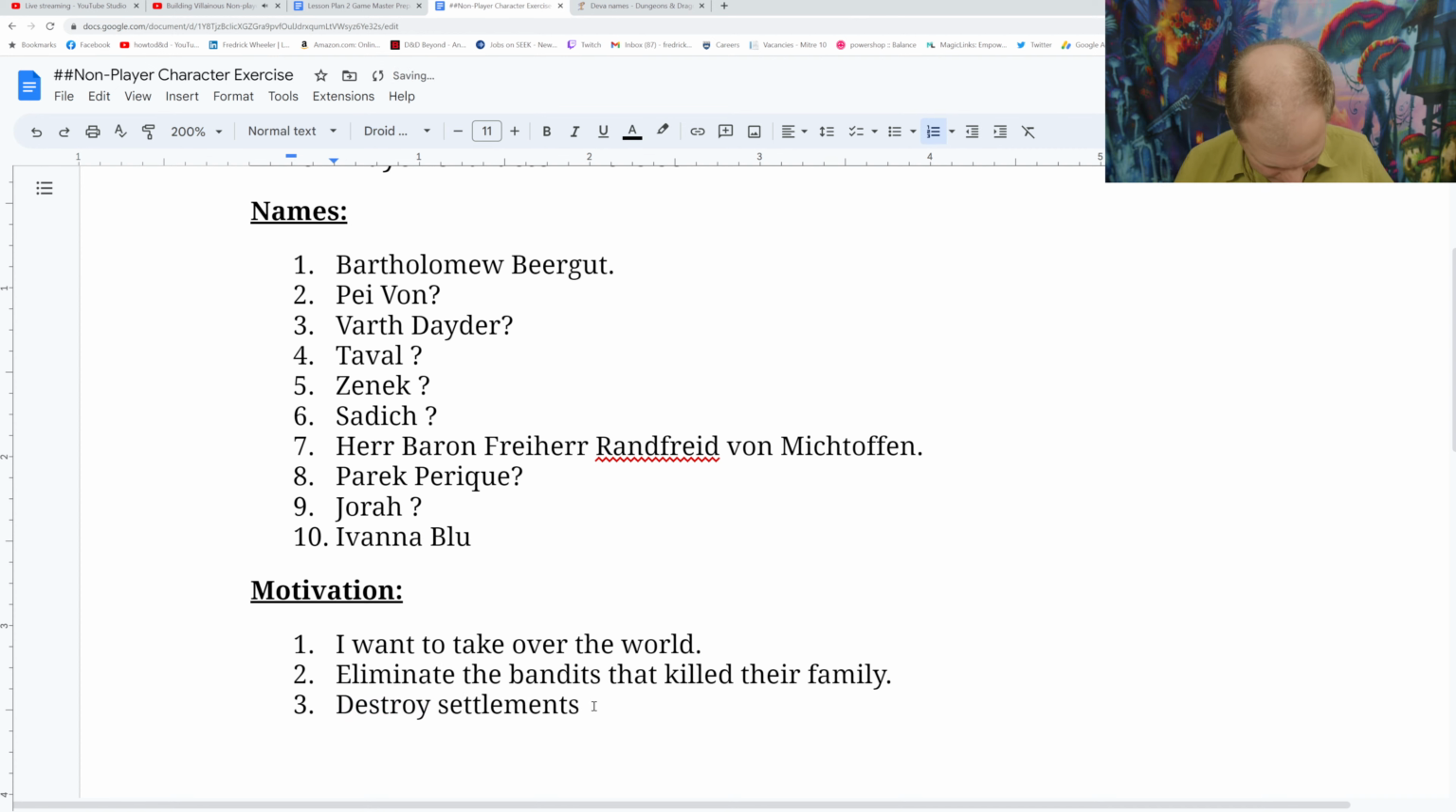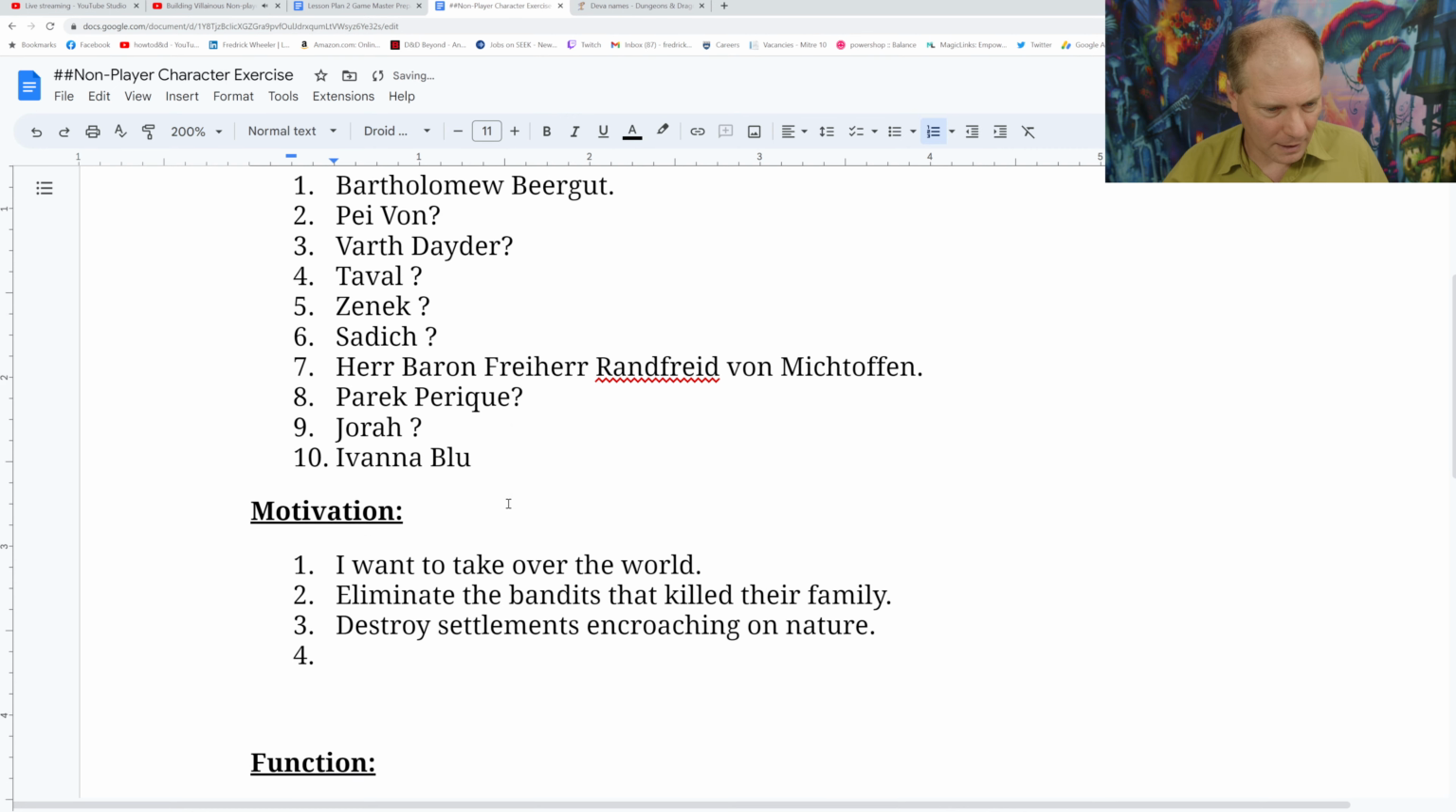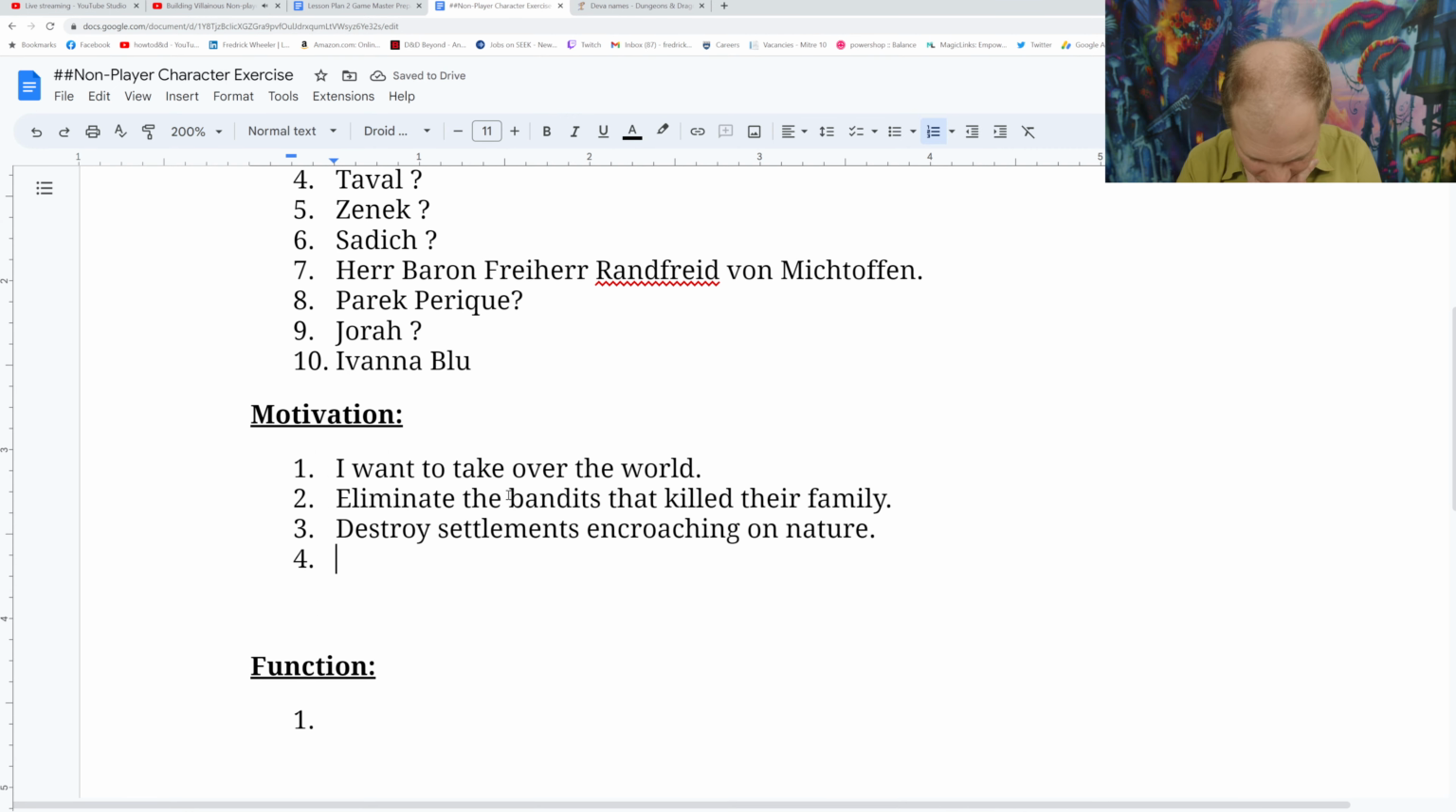Destroy settlements encroaching on nature. Okay. So we've got that one. That's good. Got that down.